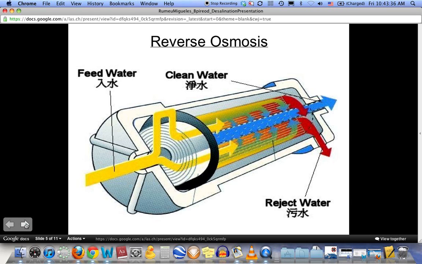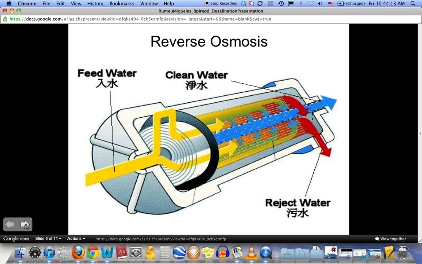So you have two chambers separated by a membrane. This membrane only lets the water go through and holds the ions that make the water salty, like sodium and chloride. So the water enters, and there's a membrane that just lets the water go through and holds the ions, so they stay here.